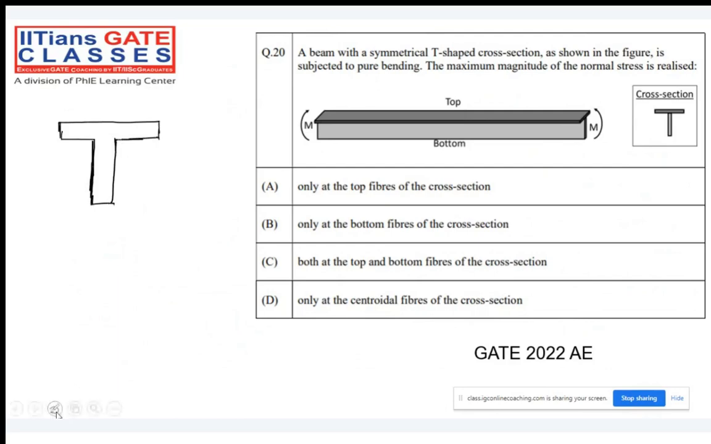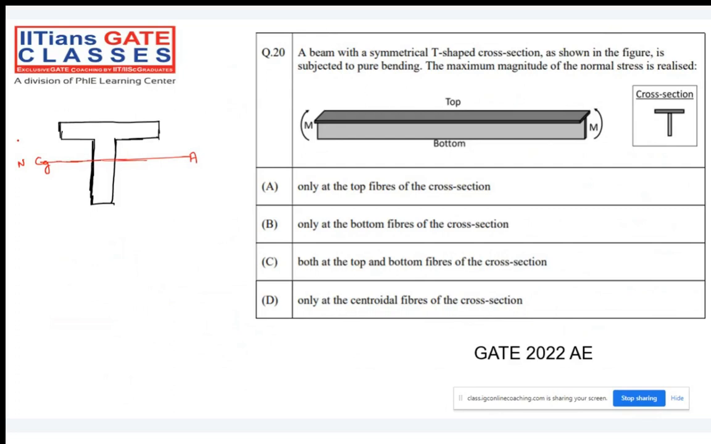This is my T section. Try understanding. For finding the maximum magnitude of the normal stress in the T section, where exactly it would be, we need to calculate the center of gravity. Because somebody told you in the last class that the center of gravity will coincide with the neutral axis. The centroid of this T section will automatically become the neutral axis, because there is no axial force. When there is no axial force, simply find the center of gravity, and that will become the neutral axis.